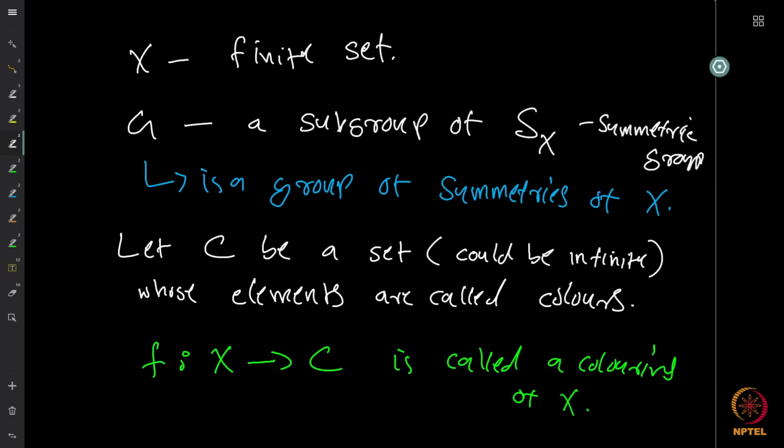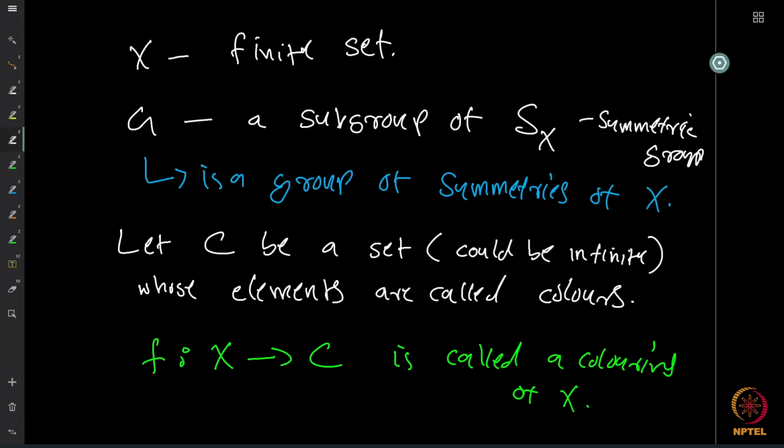So let us start with a set X, which is a finite set. Okay. Now we consider a group G as a subgroup of Sx, which is the symmetric group. Now this group is basically a group of symmetries of X, right? Because permutations can represent symmetries, and that is precisely the reason we call the group of permutations the symmetric group itself. Now we have this group of symmetries.